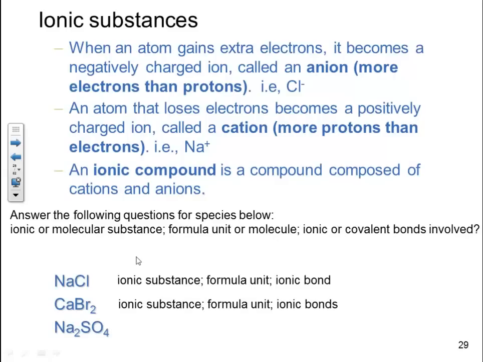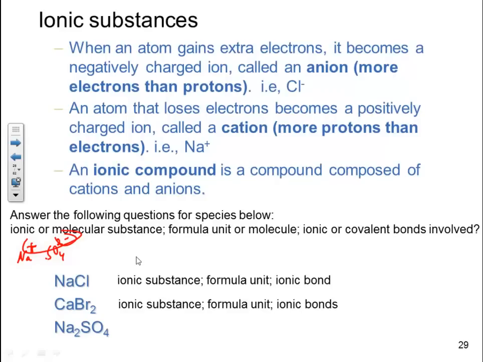Sodium sulfate. This is an interesting one because it involves that SO4, which is a polyatomic ion, something we're going to cover later. But that SO4 is a species by itself. It's an ion, and it has non-metal and non-metal, so that in itself has covalent bonding in it. But it's a charged species, so it's going to be attracted to that sodium plus, which is ionic bonding. So it has both ionic as well as covalent bonding.